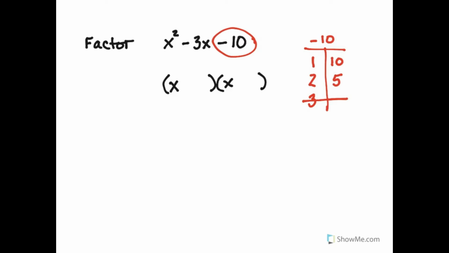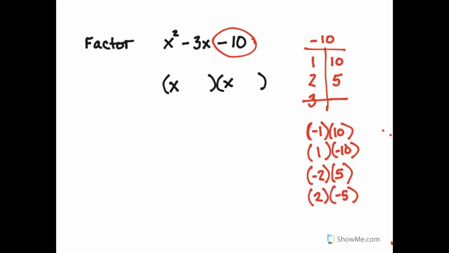Now, if it's a negative 10, one of these two numbers, either the 1 or the 10, has to be negative, and either the 2 or the 5 has to be negative. So the factor pairs include one negative, so we actually have 4 instead of 2.